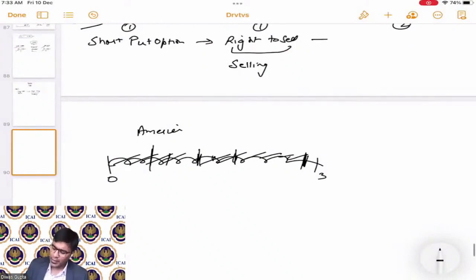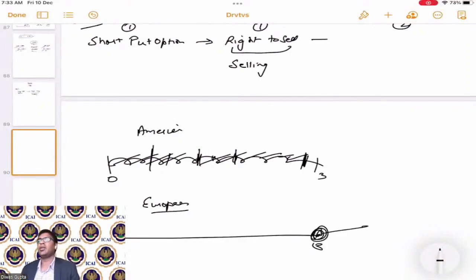But in case of a European option, there is a 0 to 3. You can only execute at the third place here. You cannot execute anywhere else.